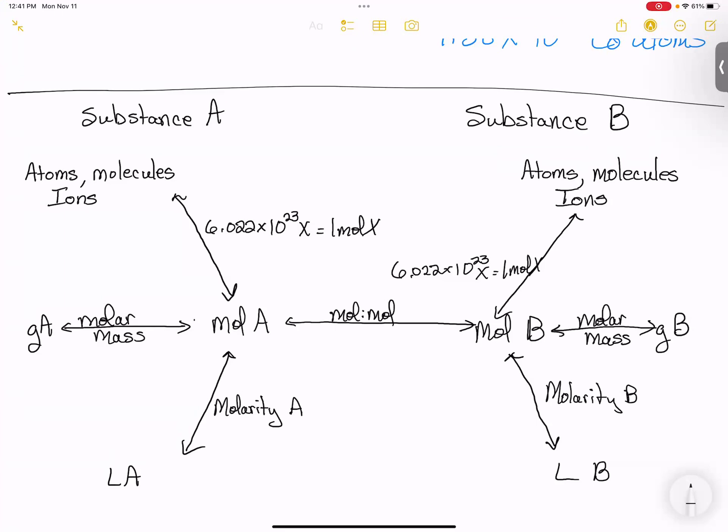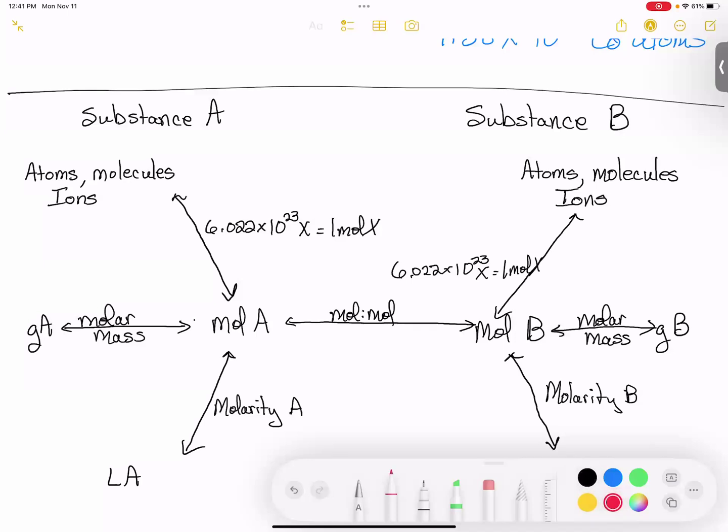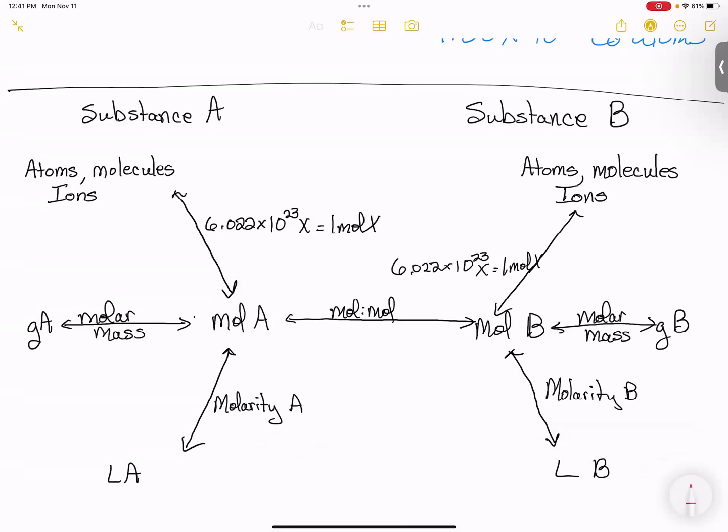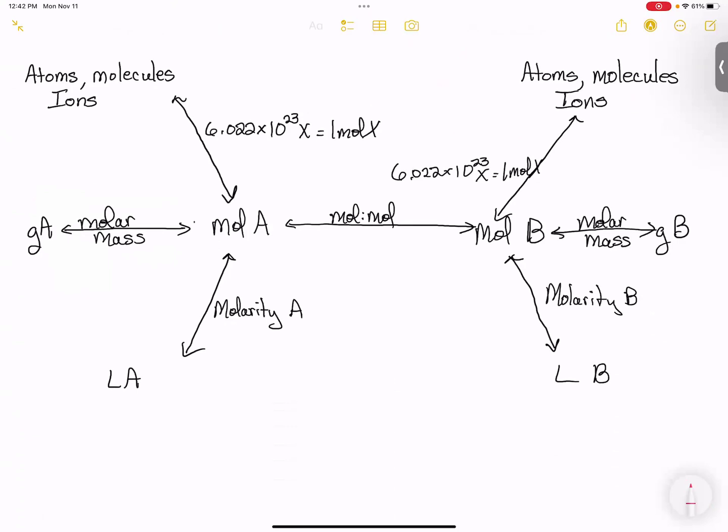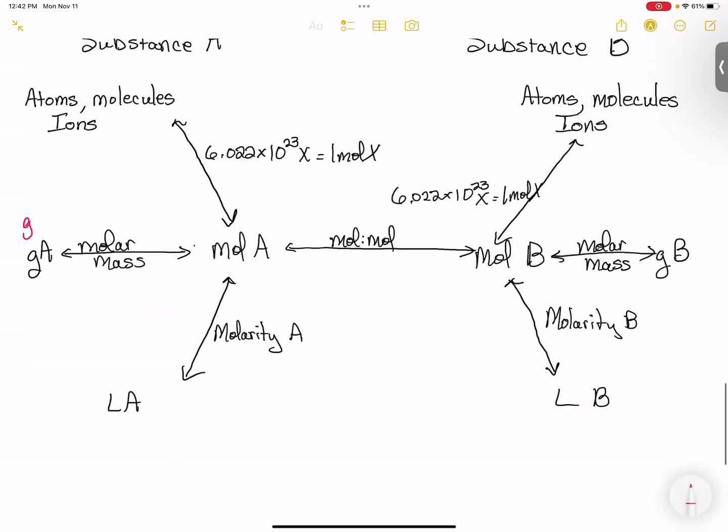Okay. So on this last problem we did, what did I start with? I started with grams of cobalt chloride. Where did I end? Atoms of cobalt, correct? So the first conversion factor I used was the molar mass.